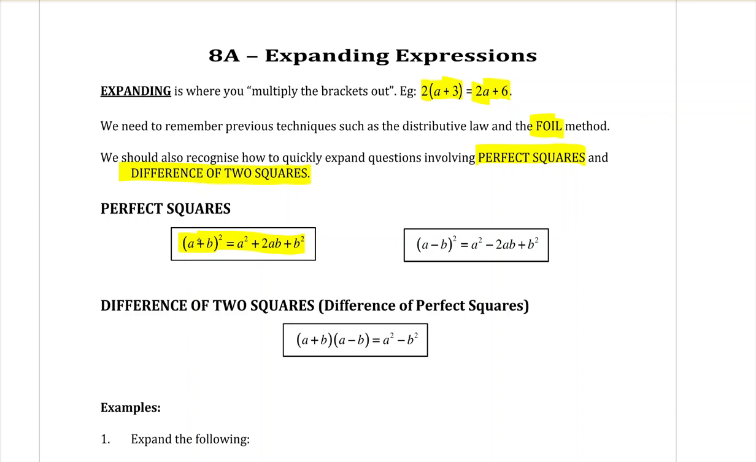The other one here, this is also a perfect square, it's just a subtraction. So you have A minus B in brackets all squared, so it's the same process, it's A times A makes A squared. Then you times the 2 things together, A times B, and doubled is going to make minus 2AB because of the minus sign. And then minus B times minus B makes a positive B squared. So that's your shortcut for perfect squares when you're subtracting.